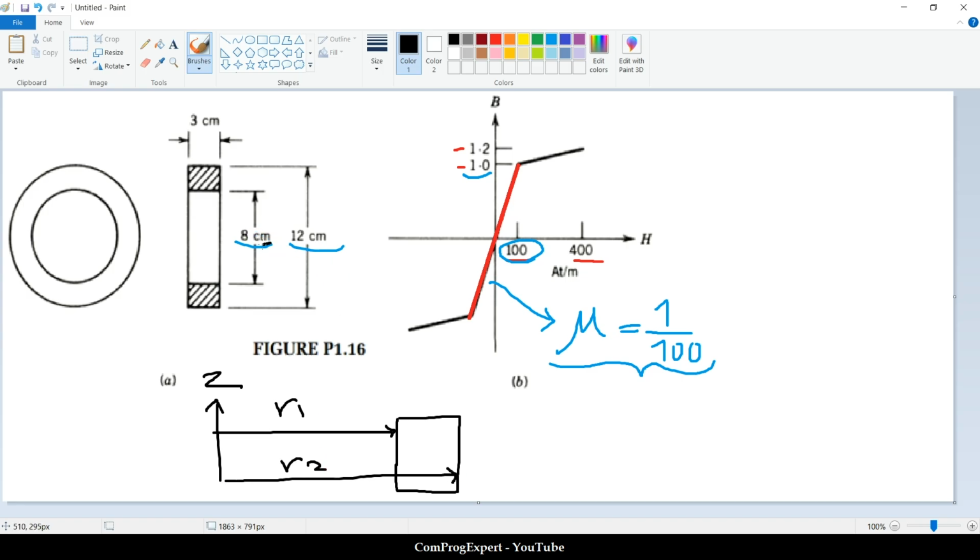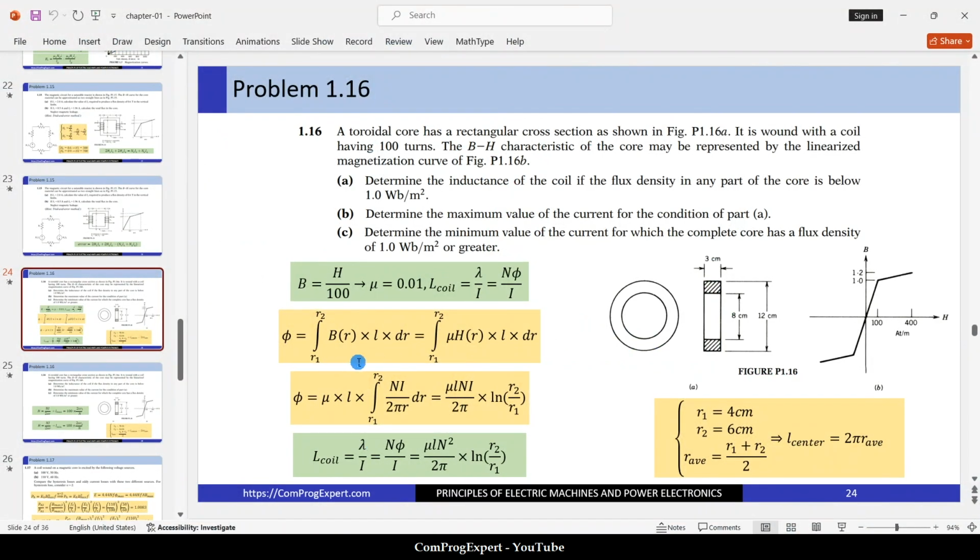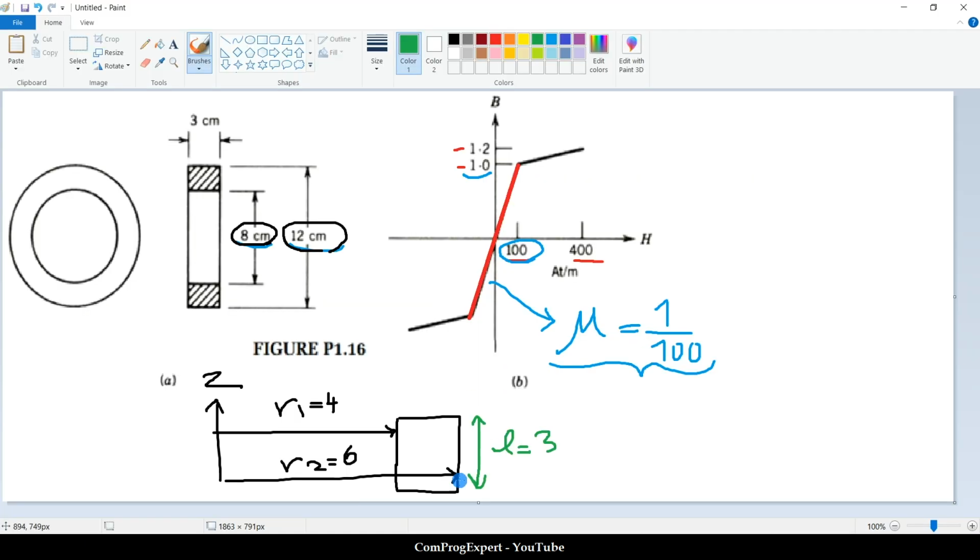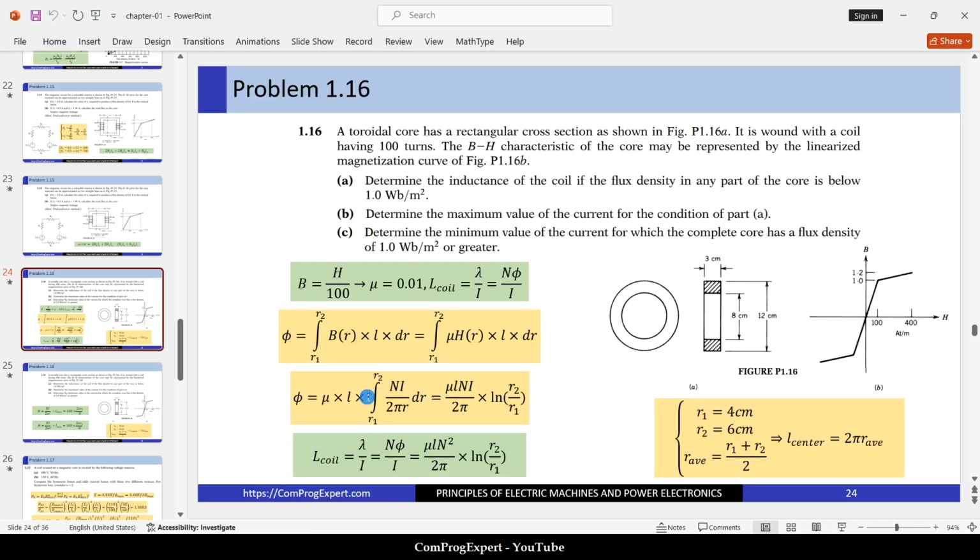These are diameters, 8 divided by 2, 12 divided by 2. This is 4, this is 6, and this length is L equal to 3. You can use the integration method that we discussed before and calculate the total flux passing through this area. That is equal to this one, and this is the coil inductance.